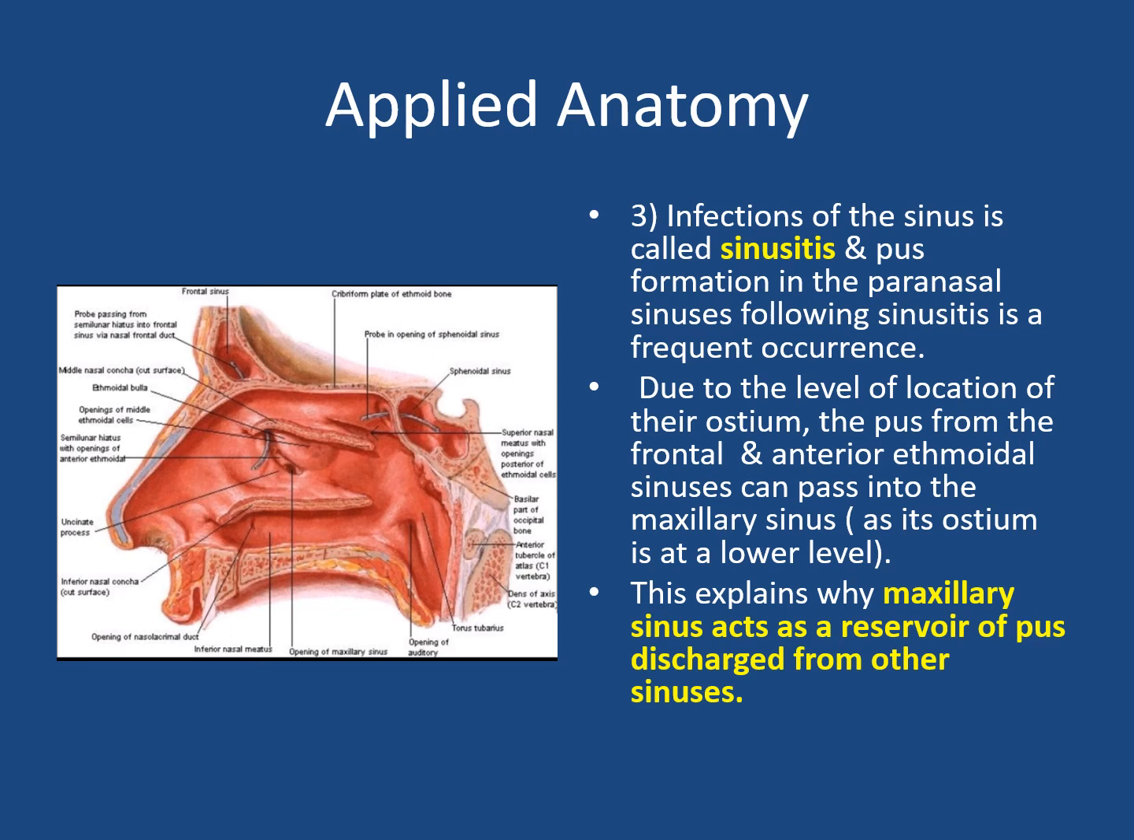Just try to identify the ostium of the frontal sinus, anterior ethmoidal sinus, and the maxillary sinus in the hiatus semilunaris. So you see the maxillary sinus opening is the lowest. So this explains why the maxillary sinus acts as a reservoir of pus discharged from other sinuses. By other sinuses, I mean the frontal and the anterior ethmoidal air sinus.